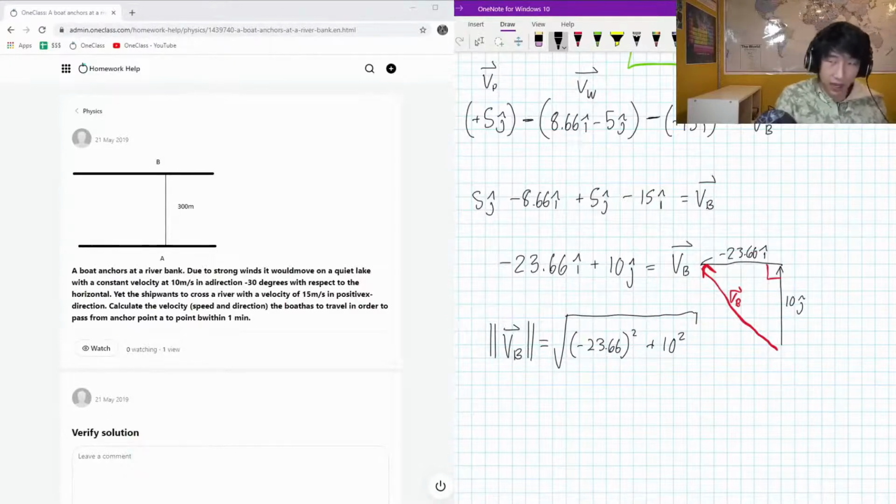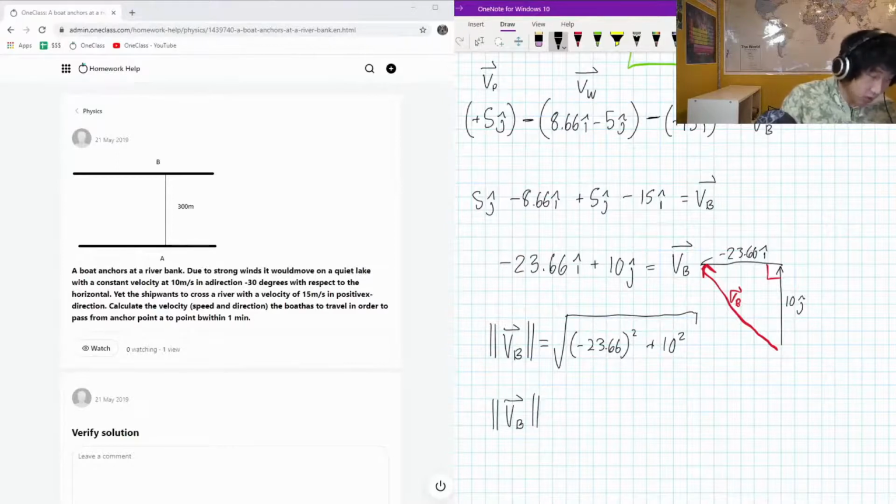Okay, let's ask my favorite little calculator. What in the world is that? Okay, let's put them under the root. 23.66, square that, plus 10, square that, all under the root. Our velocity that we'll need to have is 25.69 meters per second, and that's it.